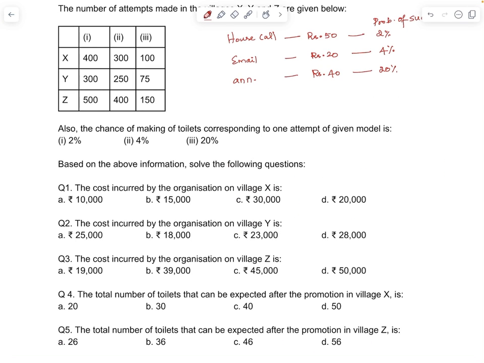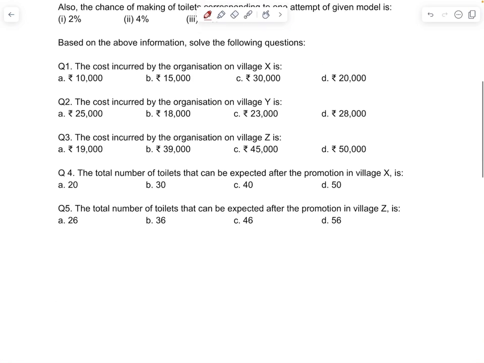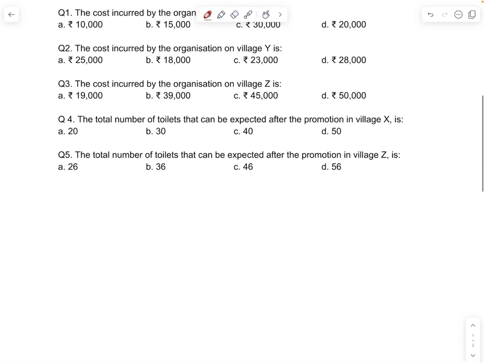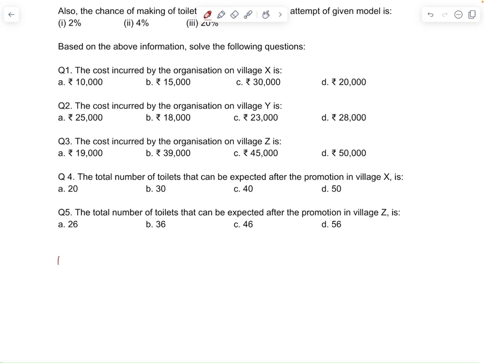The first question, second question, and third question is asking us to find out the cost incurred by the organization on village XYZ. So we can do the calculation separately, or we can take it as matrices and do the matrix multiplication. To get the cost incurred, we have to multiply the number of attempts by the per attempt cost.